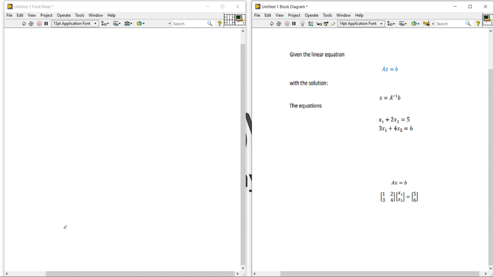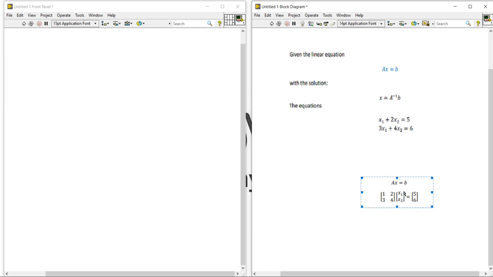In this video we will try to solve some linear equations. So the given linear equation is like this: Ax = B. We need to find the solution with respect to x, so x is equal to A inverse into B. One equation is given here: x1 plus 2x2 is equal to 5, and the second one is 3x1 plus 4x2 is equal to 6.